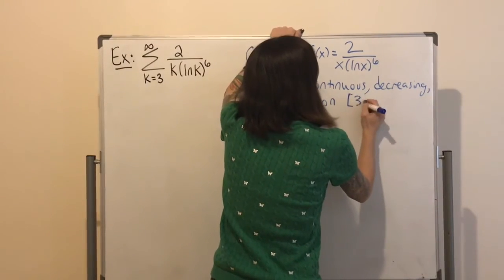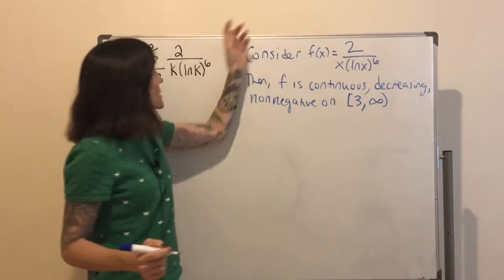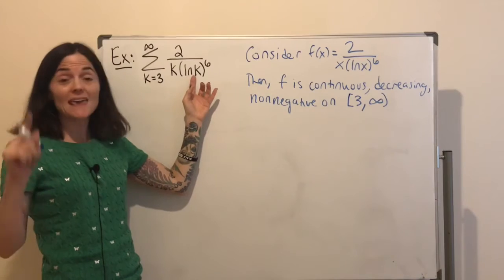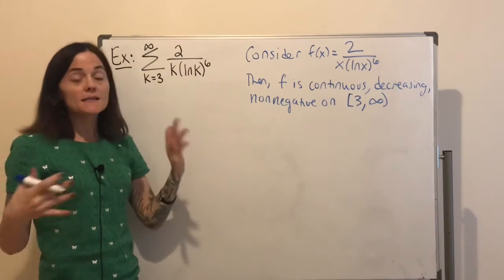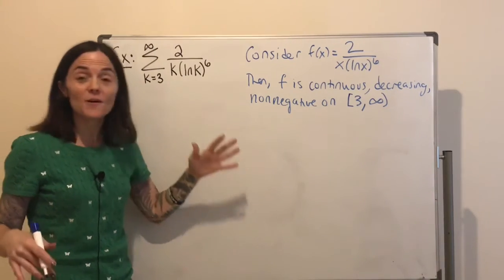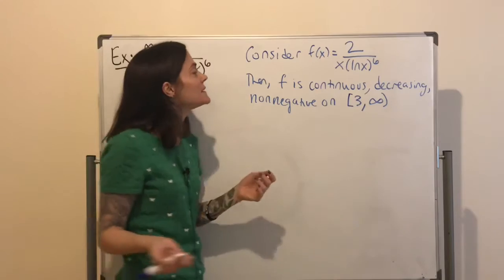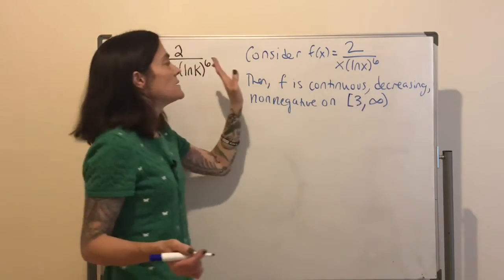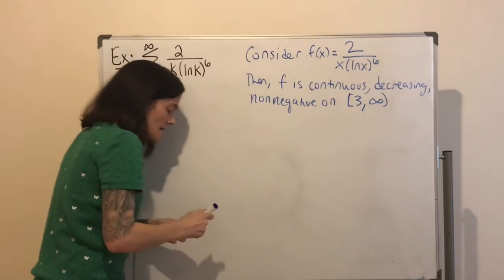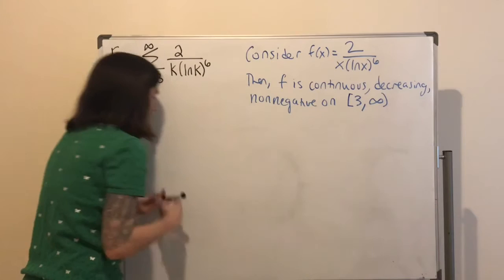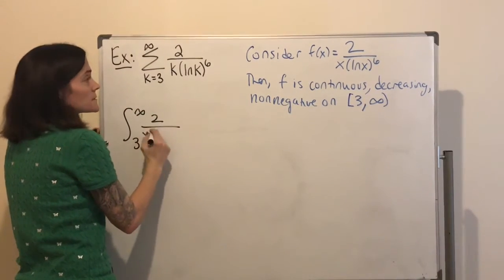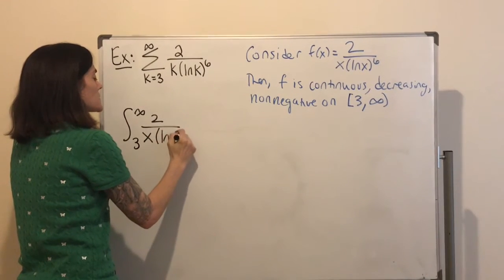I could have started this sum at 2, but you notice I cannot start the sum at 1, as we've seen in many other examples, because at k equals 1, the natural log of 1 is 0. And so my series is undefined at 1 because you can't divide by 0, right? But, okay, this function is continuous, decreasing, non-negative. We may use the integral test. Okay, so we need to compute the integral from 3 to infinity of 2 over x ln x to the 6th dx.